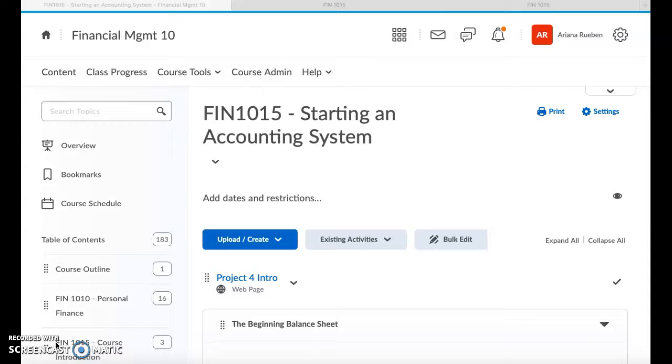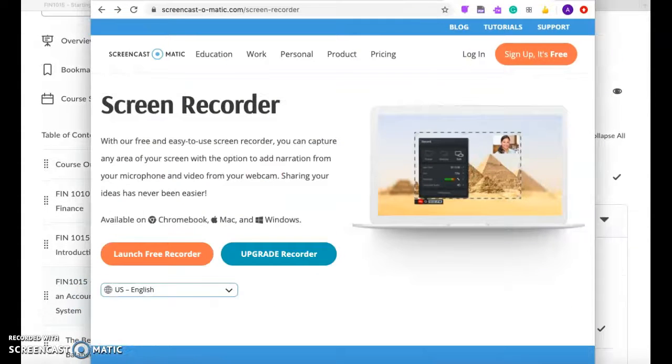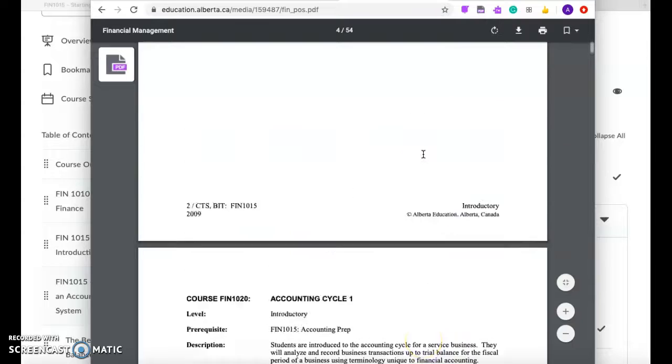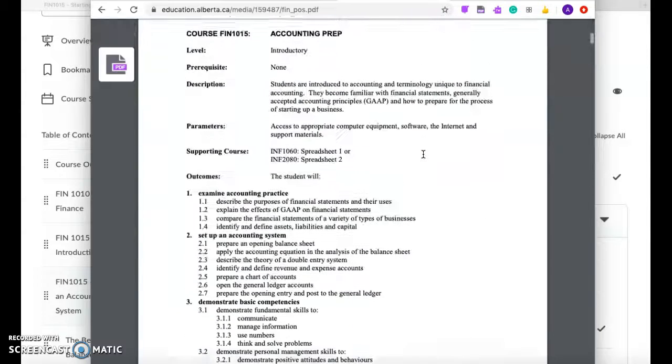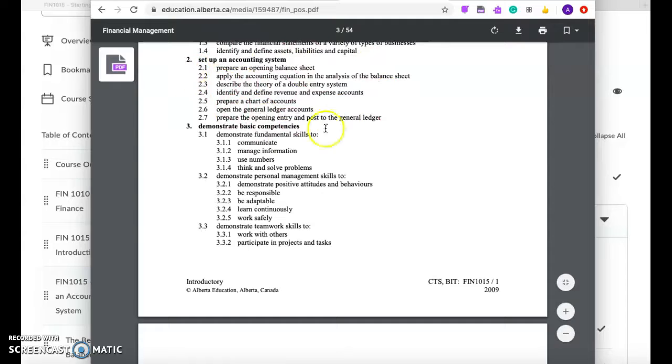Because we need to get going in order to get you all 3 of your final credits in this class. This is the big chunk out of this last module, starting an accounting system. It's also a big part of the outcomes that we needed to hit. I need to make sure that everyone understands that the reason we did this is because I needed to be able to hit all of these outcomes in order to give you the credit.